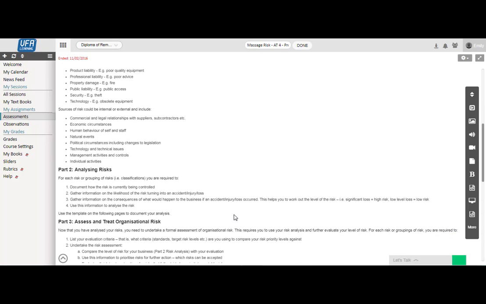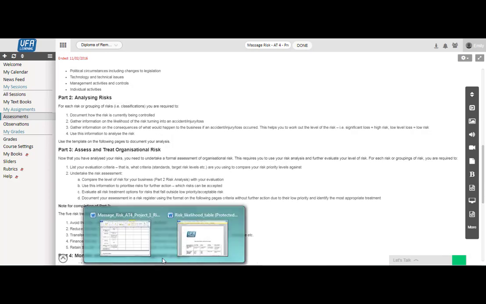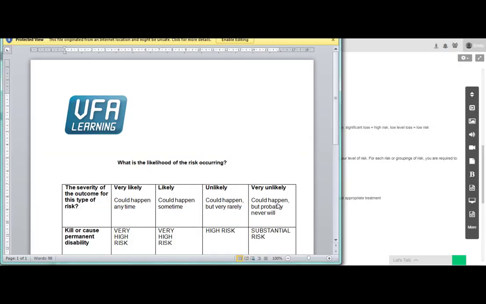When we analyse the risk, we're going to have a look at how it is currently being controlled. What is the likelihood of that risk turning into an accident, an injury, or a loss? What would the consequence of that then be? And then we're going to use that information to analyse the risk. To help you with that section, we've provided a template for this table.